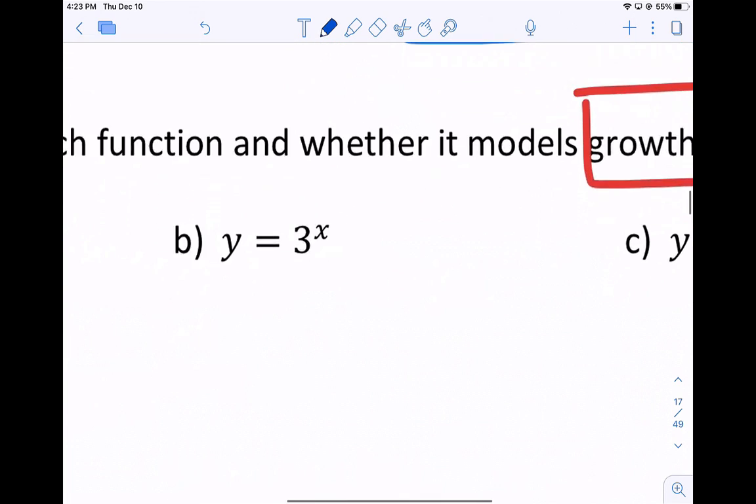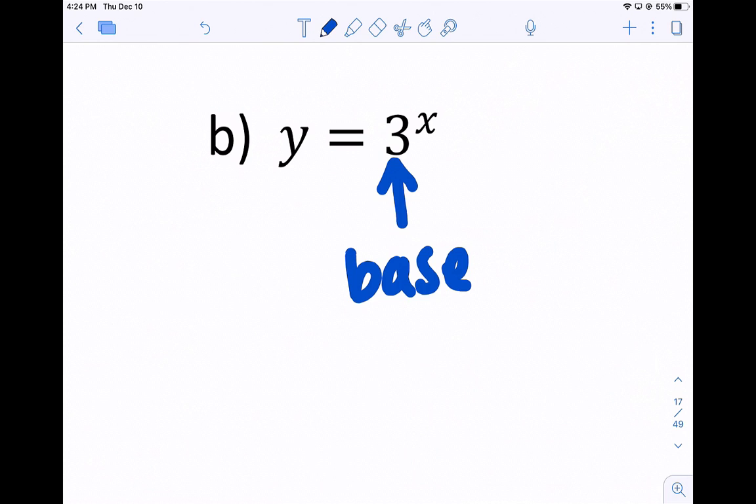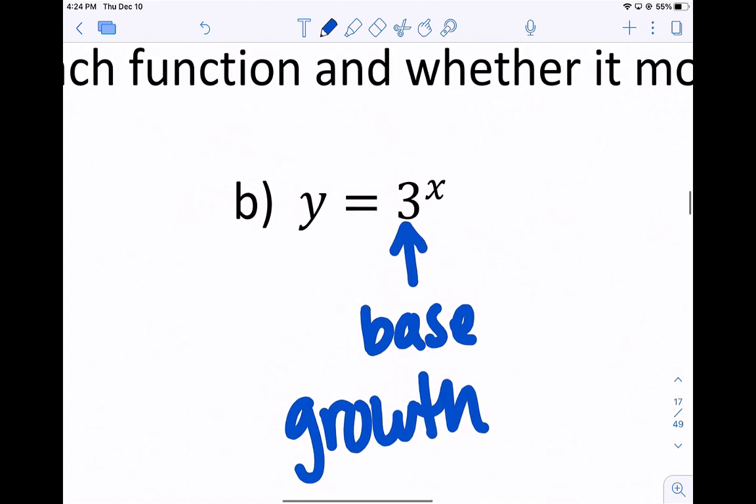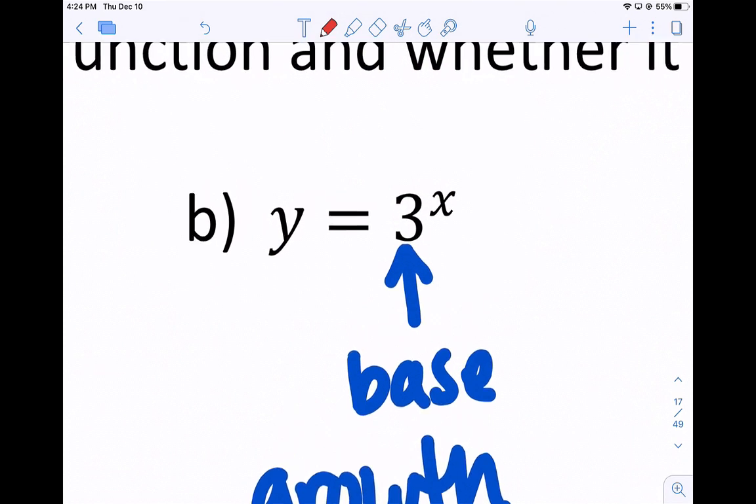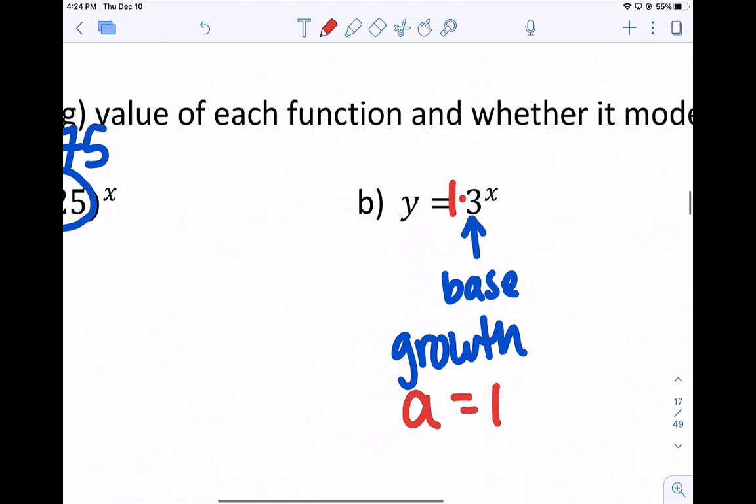Let's take a look at the next one. 3 is the base right here. And that number is bigger than 1, so we're tripling something every hour, just like the bacteria in the petri dish. So this is going to be growth. All right, how do I know it's the base? It has the exponent next to it. So we're missing the starting value. If you don't see the starting value there, it's an invisible 1. So here our A value is 1. It starts at 1, and it triples every hour.